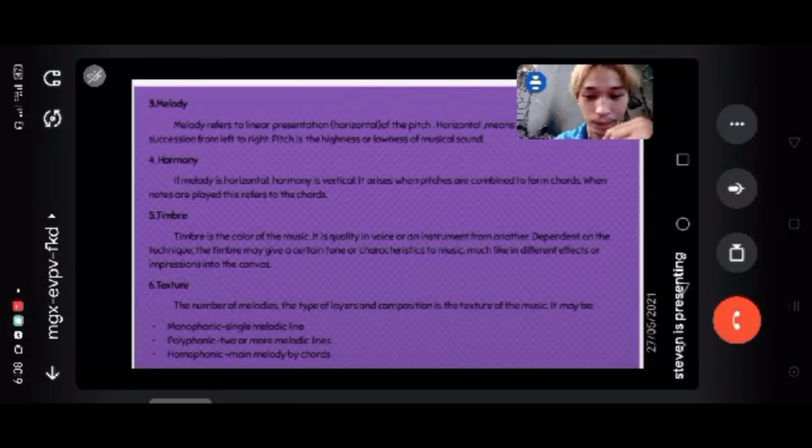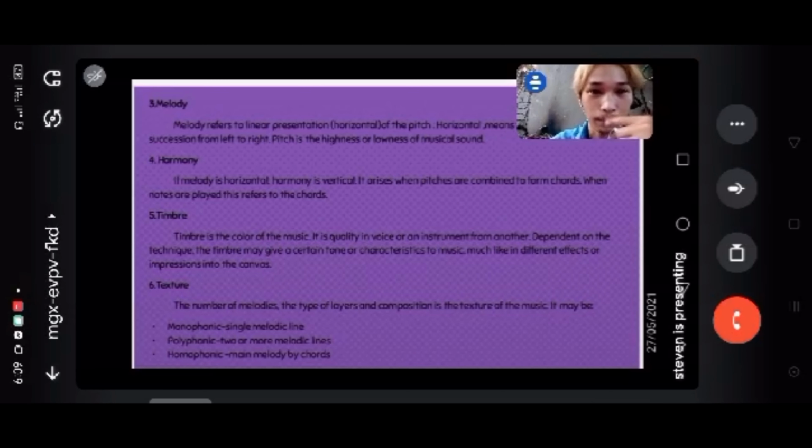Pamintuan. Number 3, melody. Melody refers to linear presentation, horizontal, of the pitch. Horizontal means the music notation in succession from left to right. Pitch is the highness or lowness of musical sound. Ito po yung, ma'am, from left to right. Ito po yung pagkagaling kaliwa, pababa, to right, malakas yung sounds, pahina po.